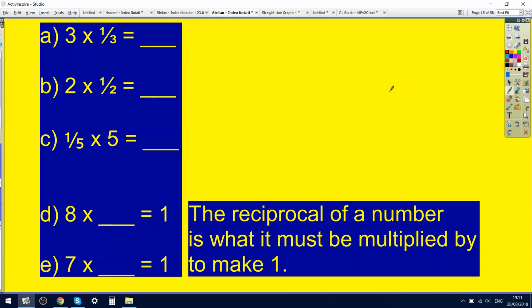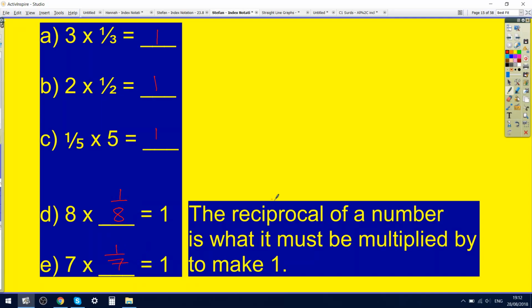Okay, how about these? 3 times a third. 2 times a half. 2 halves. A fifth times 5. So 8 times what makes 1? And last one.